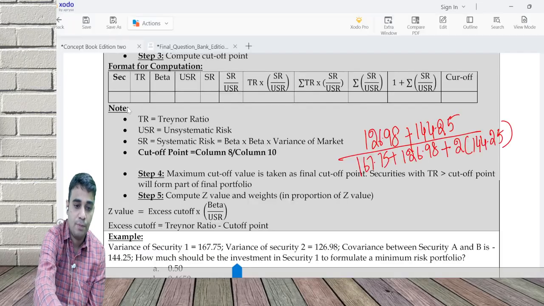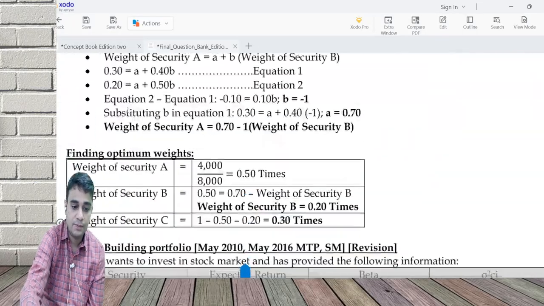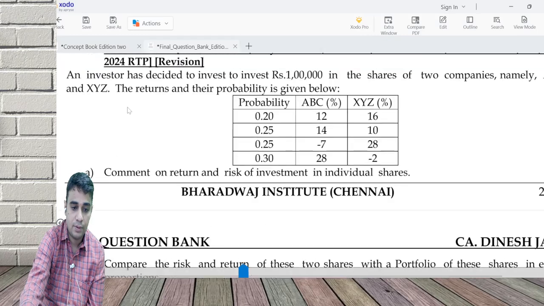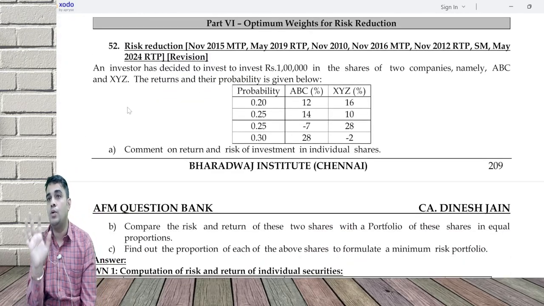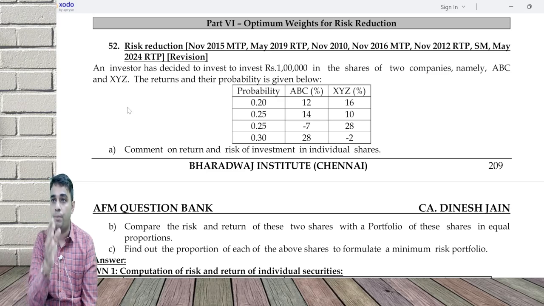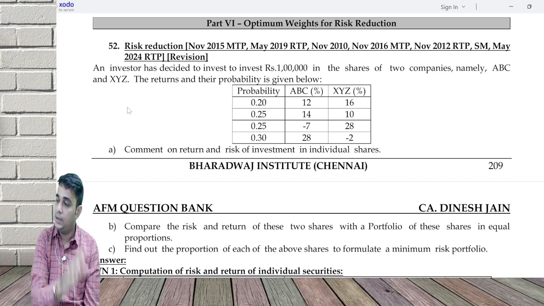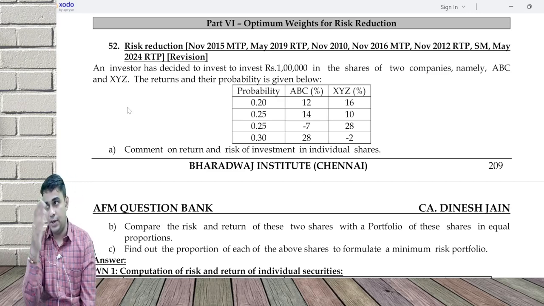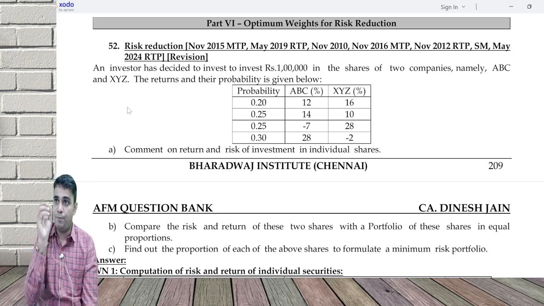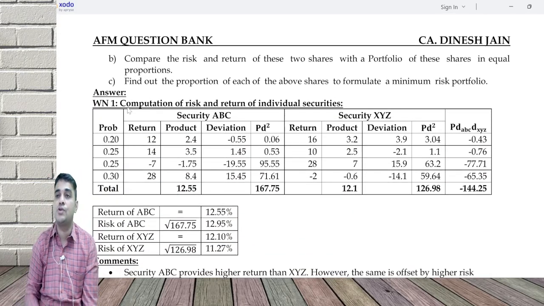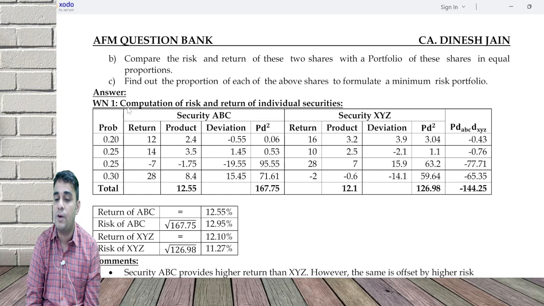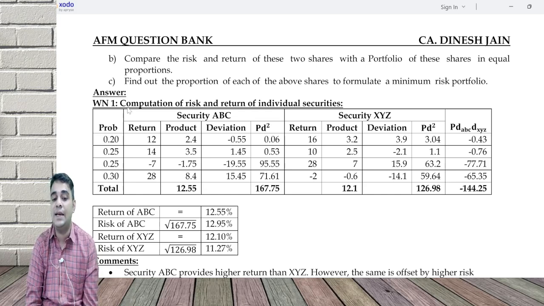I don't want to discuss the problem which is there. The question had asked these data: individual security, return, probability, return, product, deviation, PD square for security A, return, product, deviation, PD square for security B, and probability into deviation A into deviation B. Which are these numbers which you saw? 167, 126, 144. These are the numbers you saw, because I just wanted to test the second one.